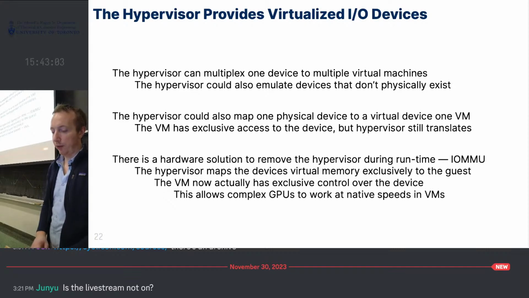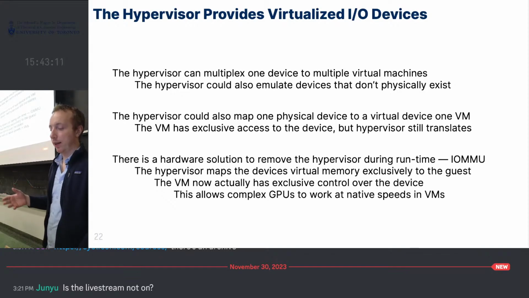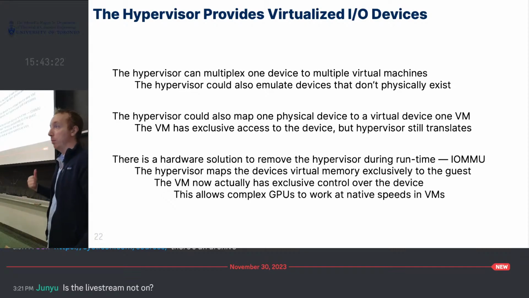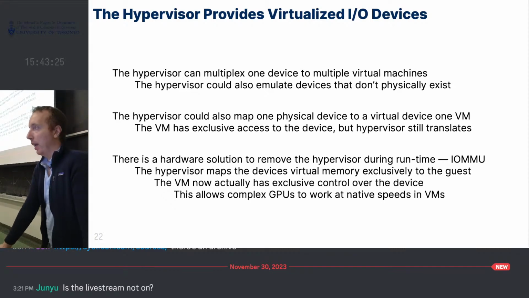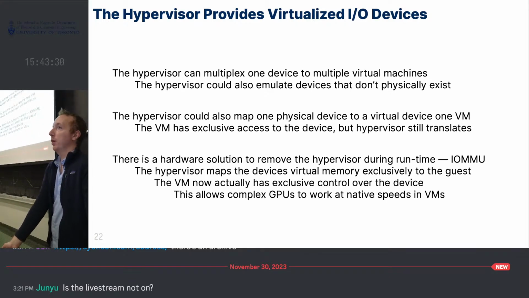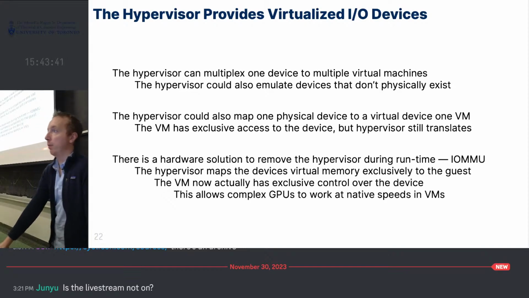Other things the hypervisor could do is just map one physical device to one virtual device in one VM, give the VM exclusive access to that device, but the hypervisor is still in the picture, it's still doing some translation, it's just not doing that much. So there is a hardware solution to speed that up that removes the hypervisor from the equation, and it is something called IOMMU. And that's a new hardware feature now, and what that will do is directly map hardware to a virtual machine.